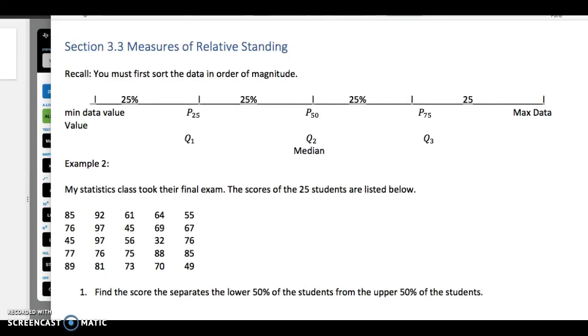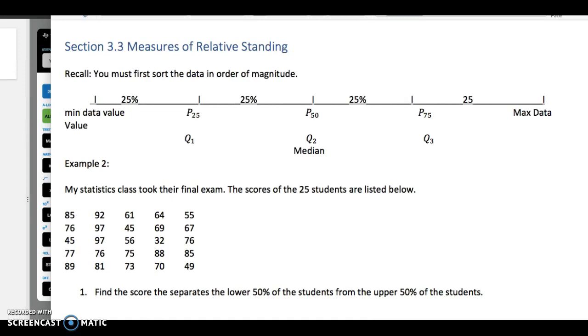So here's another video dealing with measures of relative standing. Example 1 in the previous video dealt with z-scores, which are measures of relative standing. In this video, we're going to talk about two other measures of relative standing. The first, percentiles. Percentiles are measures of location, and they divide a data set up into 100 groups with about 1% of the values in each group.